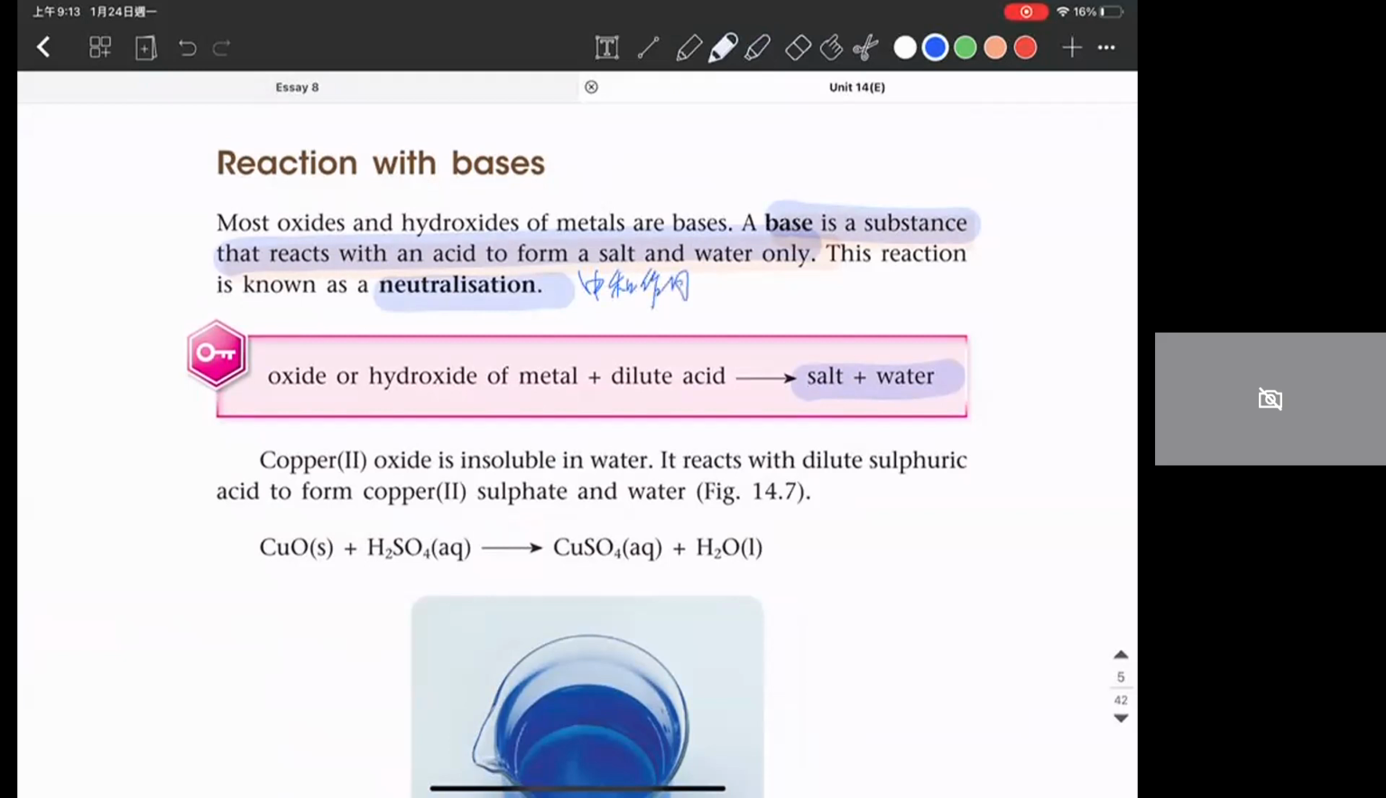So, in Form 2, what you have learned is just half of them, because we just talked about alkali reacting with acid to form salt and water. But indeed, there is a big world of water-insoluble bases, which will also react with acid to form salt and water, and we still call it neutralization.